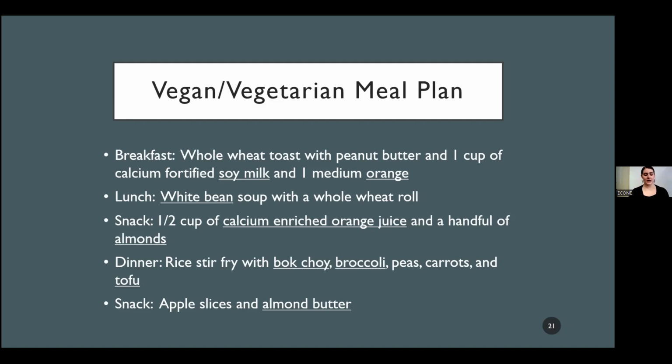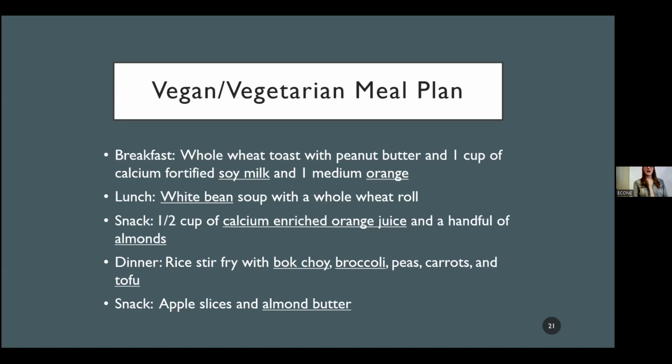And then for dinner, we could have a rice stir fry with bok choy and broccoli being the high calcium foods, and then peas, carrots, and tofu also being a high calcium food. For a snack, again, apple slices and almond butter. The almond butter would be the high calcium food.